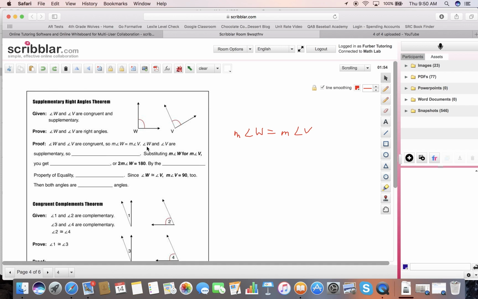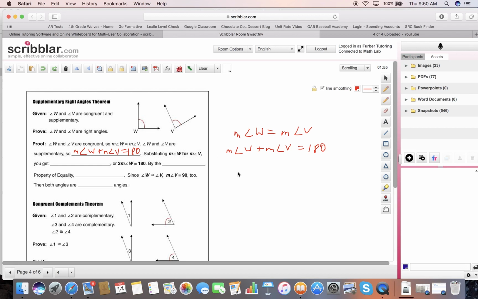We also are told that angle W and angle V are supplementary. That's also the given information. They always start you with something you need to know to finish the rest of it. So if I am told that angle W and angle V are supplementary, how would I write that in equation form? Well, I know if they're supplementary, they add up to 180. So the measure of angle W plus the measure of angle V equals 180. I'll write that over here too.